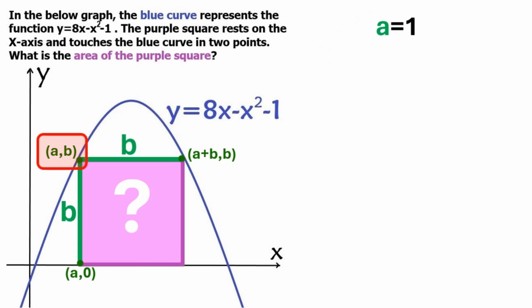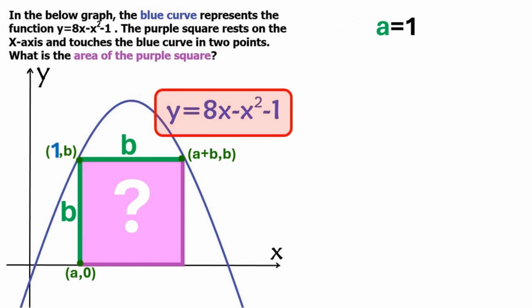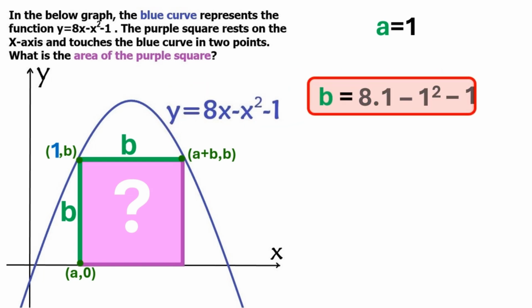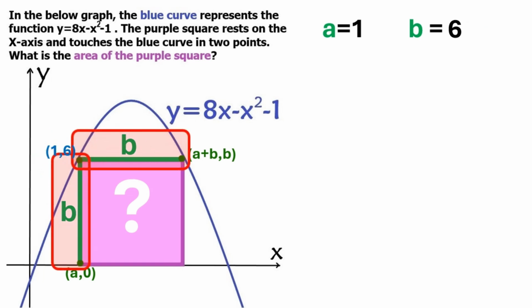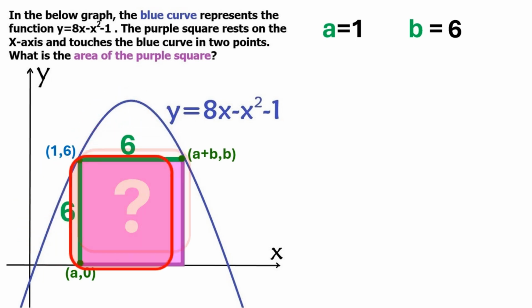That means this point's coordinates are (1, b), which we can put into this function and do some math to find that b equals 6, which is a completely acceptable number. Because the point (1, 6) is in the correct region of the xy plane. We've just found b, which is the side length of the purple square, and it's 6. And now my son will find the area of the square.